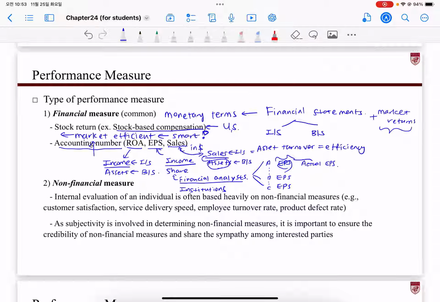Okay, so all these numbers, whether they're from the market or from the balance sheet or income statements, as long as they're in monetary terms, they are financial measures, most commonly used to evaluate a company and individuals in a company.